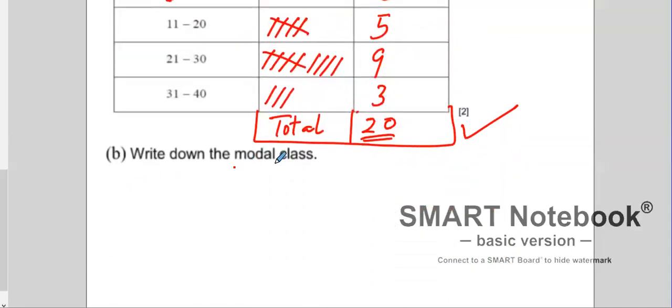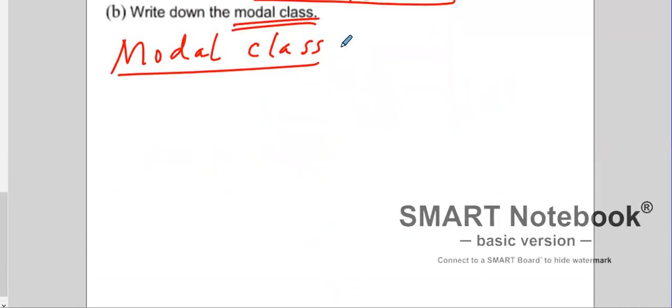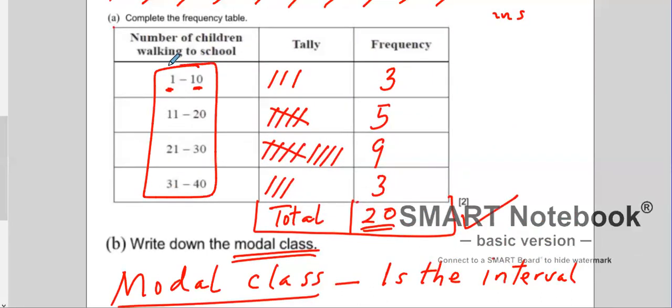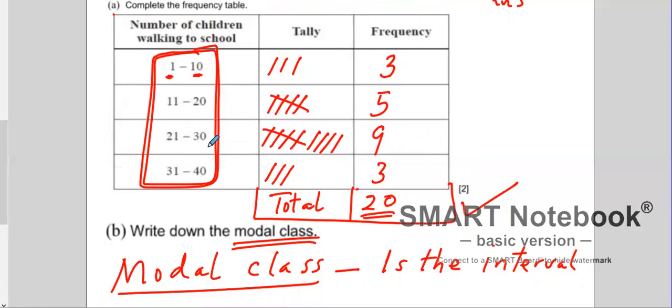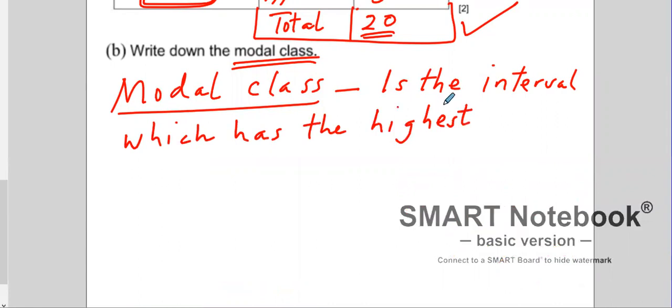Okay, write down the model class. Now, you can't answer this question unless you know the definition for the model class. We say the model class is the interval. So when selecting the model class, I'll be looking from this set of intervals. Model class is the interval which has the highest frequency.